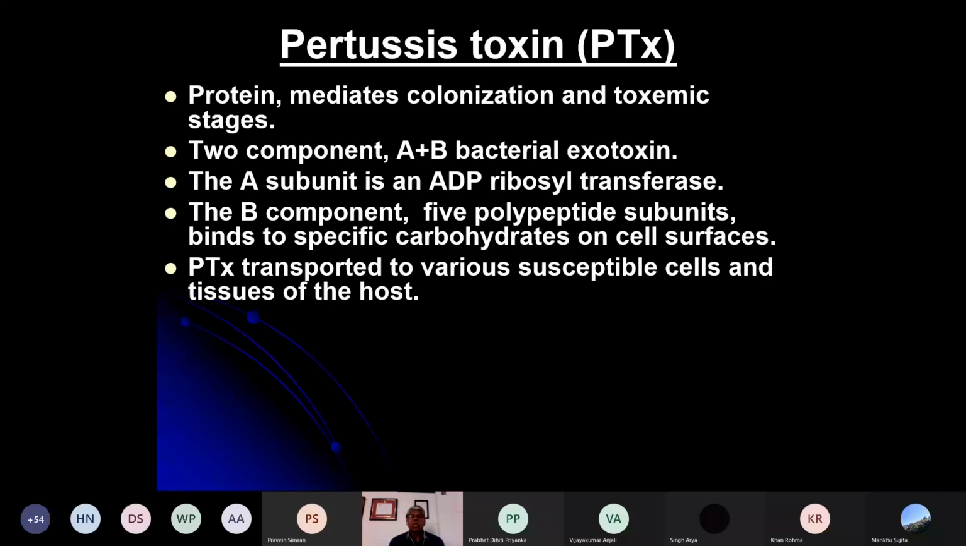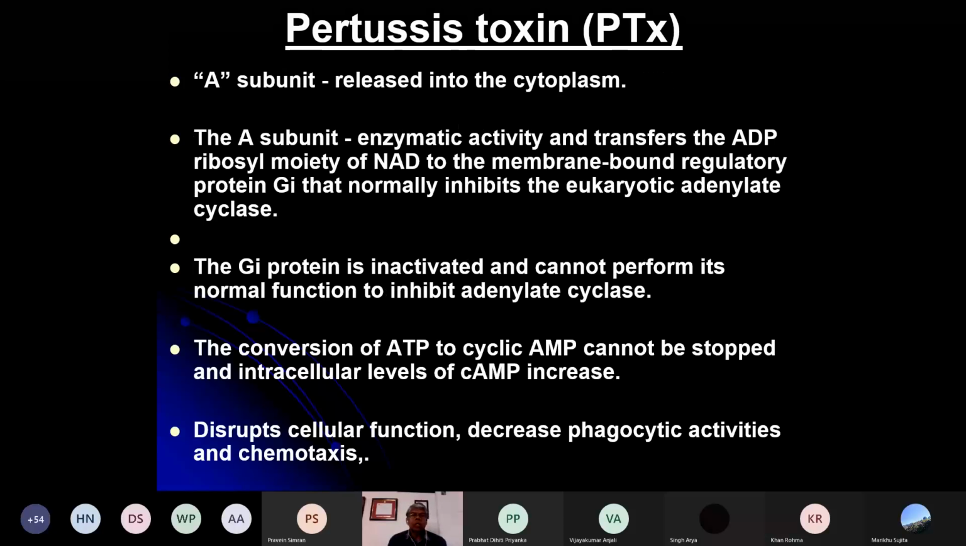And in that action, it acts as an ADP ribosyl transferase. Now, how it does this, let's see. The A subunit is released into the cytoplasm of the cell. The ultimate effect of this A subunit is that it disrupts the cellular function, it decreases phagocytosis, and it acts as a chemotaxis and attracts more phagocytes towards it. So it actually attracts phagocytes and it destroys phagocytes.